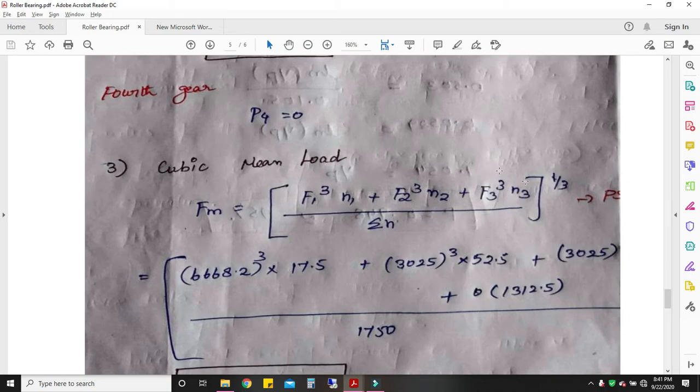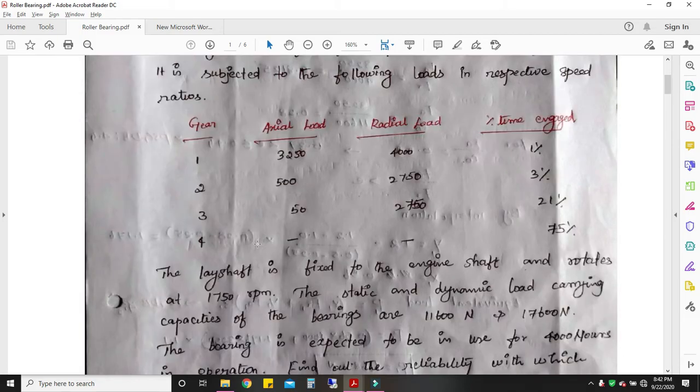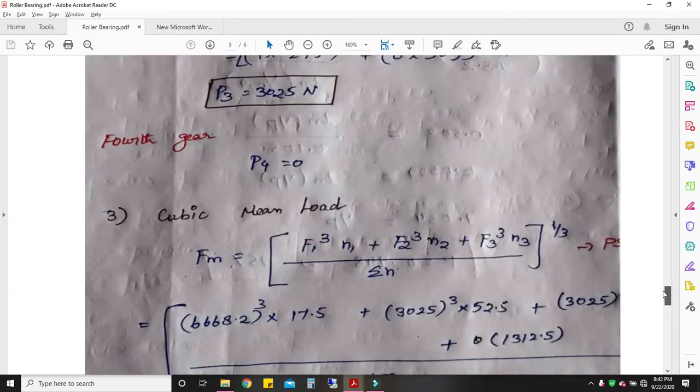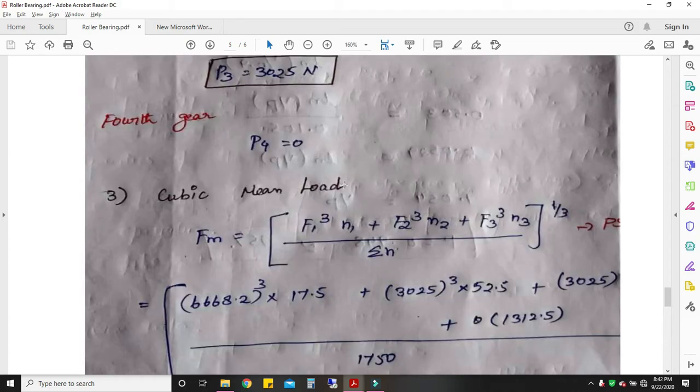And for fourth gear, we don't want to find out the equivalent load, because, coming to the problem statement, for fourth gear the axial load will be 0 and the radial load will be 0. So that's why P4 equals 0. Now we have to find out the mean load, because we have varying load as well as varying speed, and that is why we have to find out the mean load.